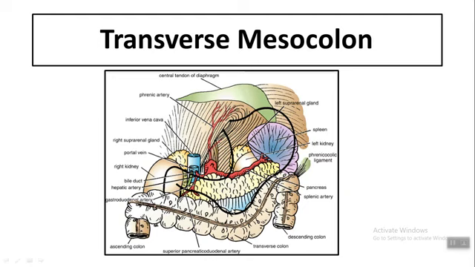What is evident here? This is the transverse colon attached by its transverse mesocolon to the pancreas, to the posterior abdominal wall, and this transverse mesocolon will give freedom for the transverse colon for movement, not like that of the ascending colon and descending colon that are adherent to the posterior abdominal wall. The transverse colon has some degree of movement, not like the ascending and descending colon.